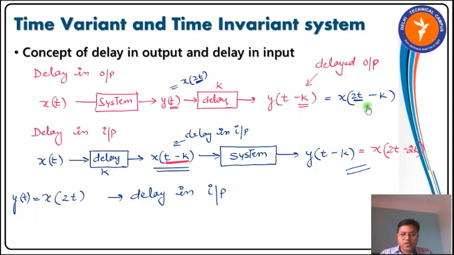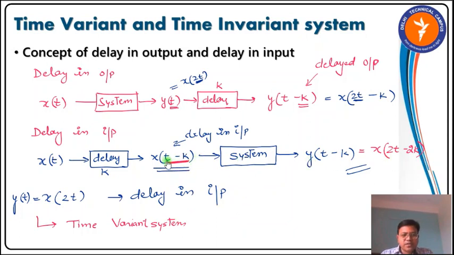Are these two outputs equal? We can clearly see it is x of 2t minus k, and this is x of 2t minus 2k. This shows a delay in input is not equal to the delay in output. Hence the system is a time variant system.